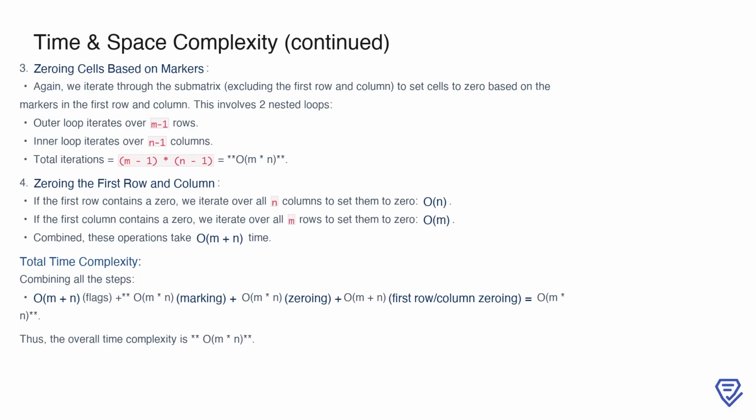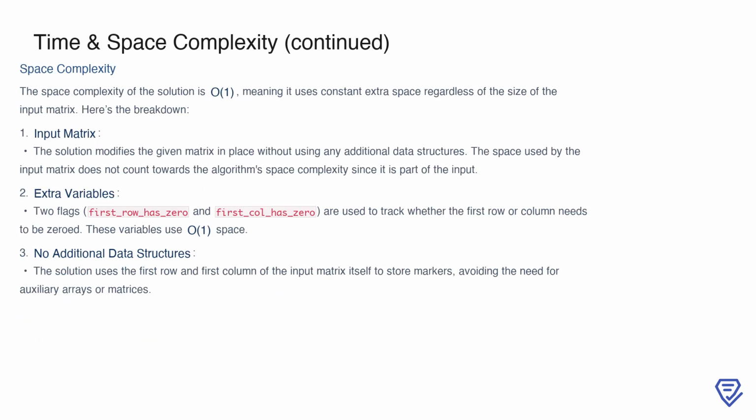When you combine the time for these steps, O(m+n) for flags, O(m*n) for marking, O(m*n) for zeroing, and O(m+n) for handling the first row and column, the total time complexity is dominated by the O(m*n) terms, making the overall time complexity O(m*n). The space complexity of this solution is O(1), meaning it uses constant extra space regardless of the size of the input matrix. This is because the algorithm modifies the input matrix in place without using any additional data structures.